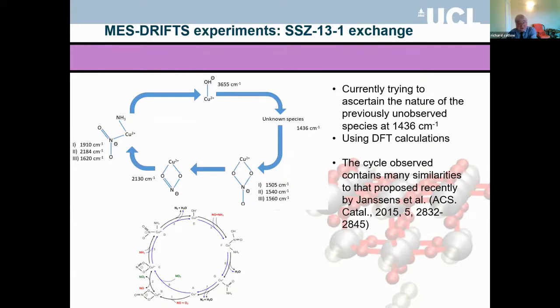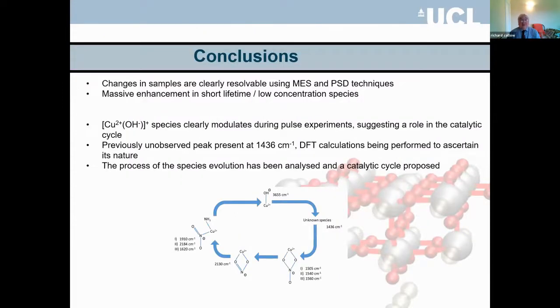And in a complementary study, we're looking at that cycle in great detail using quantum mechanical modeling techniques. But essentially what we've done here is we've been able to get a handle on some of the key intermediates, the role as an active site of this copper hydroxide species. We've picked up some of the intermediates. Further work is needed, particularly using computational techniques to assign some of the unknown species in the spectrum.